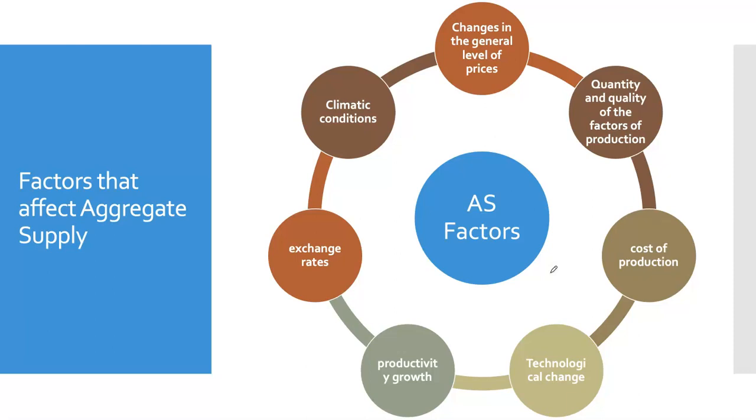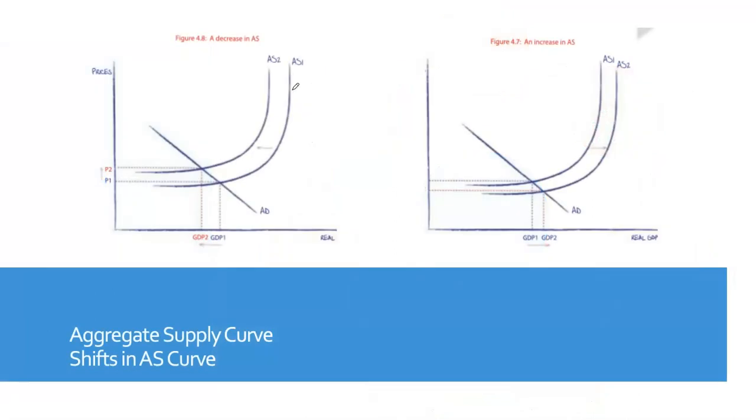So what are the factors that affect aggregate supply? We are going to go through 7 of them. The changes in general price levels, we are going to say creates a movement. So there is no new curve, but it does change where we are at on that curve. And then 6 other factors that result in a shift. And these are quantity and quality of the factors of production, cost of production, technology changes, productivity growth, exchange rates, and climatic conditions.